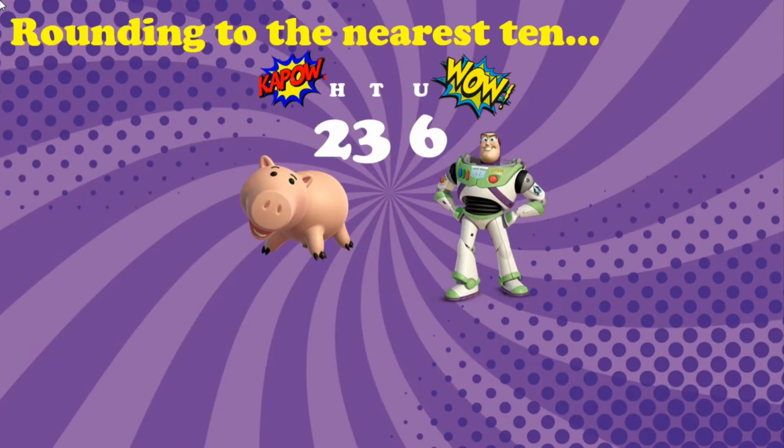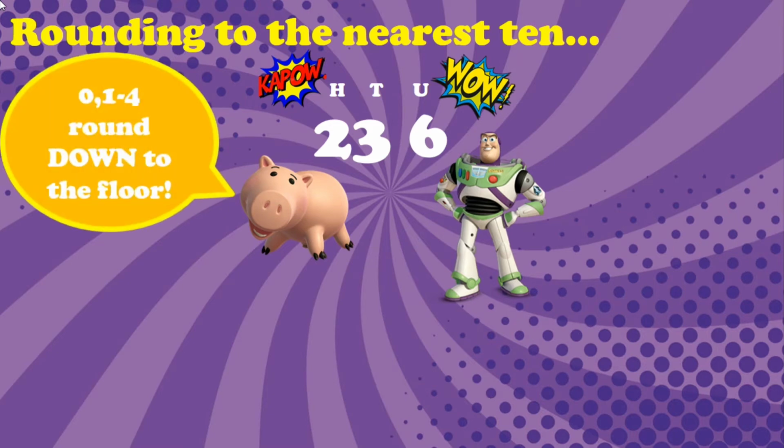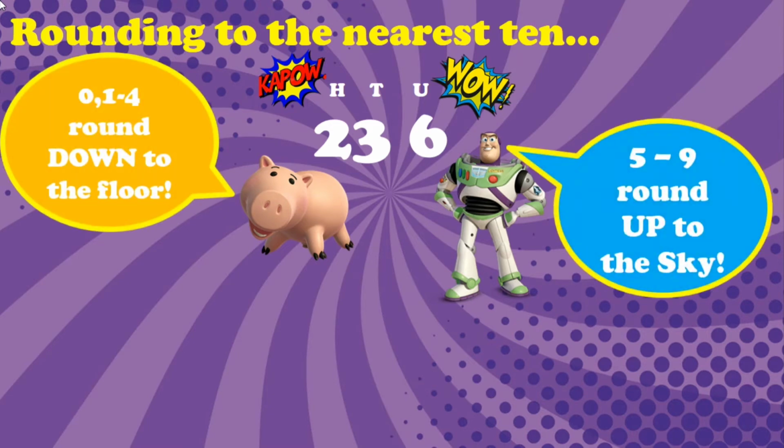Kapow. Here's another one. 236. Now, rounding to the nearest 10. So remember what we say? 0, 1 to 4, round down to the floor. 5 to 9, round up to the sky. You can pause this and then play.